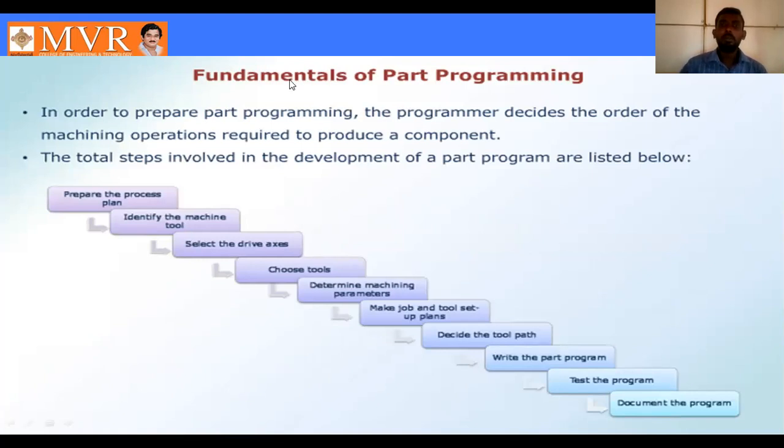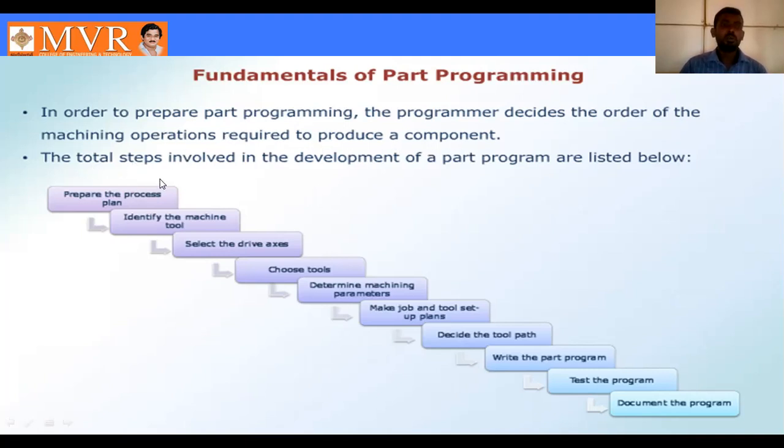The first one is fundamentals of path programming. In order to prepare a path program, the programmer decides the order of the machining operations required to produce a component. If the machine is given the program in the proper order of machining operations, we get the required component. If we do not give the program in order, we do not get the perfect component as output, and we can see defects on the component. That's why the programmer decides the order of the machining operations required to produce a component. That is a fundamental.